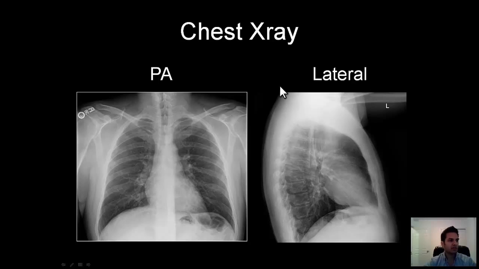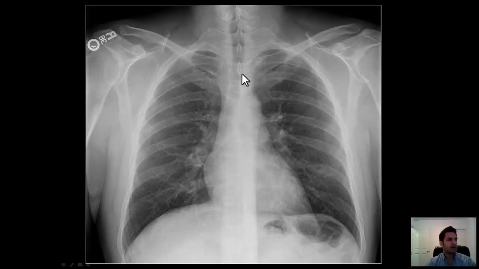So here we have a PA and lateral view of the chest. We're going to go right into the PA view first. And a mnemonic I like to use to first look at the technique is RIPE. The R stands for rotation.